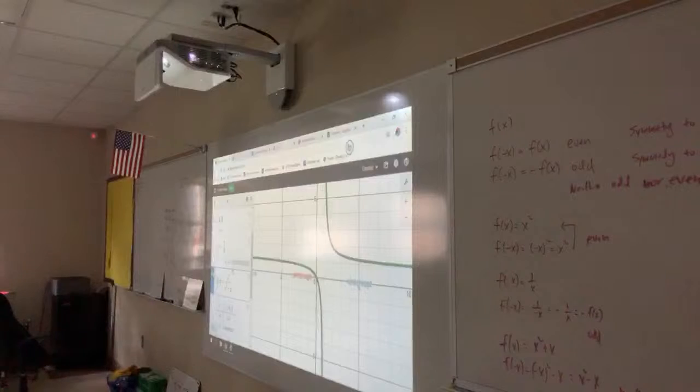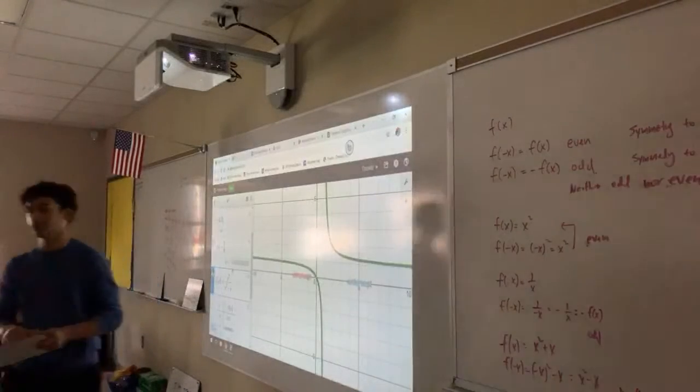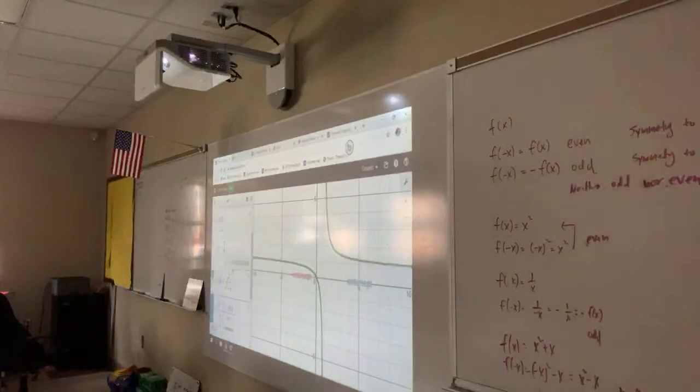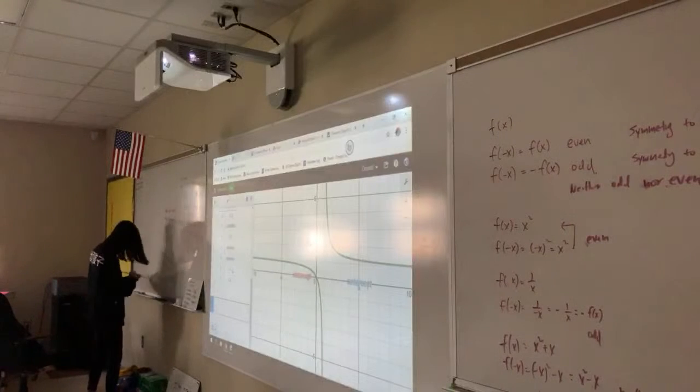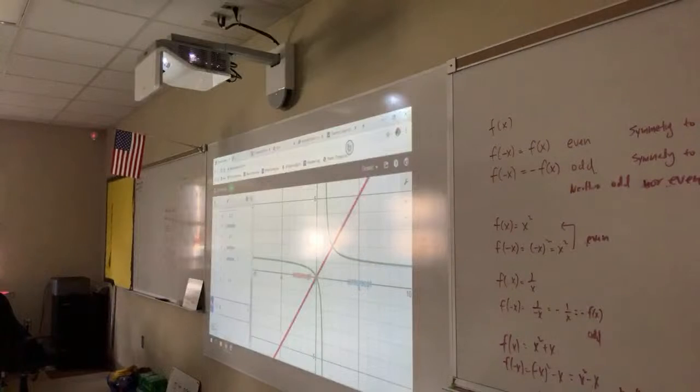It's neither odd nor even. I could be wrong too because I don't know. Y equals x. It looks like a self-inverse. I don't know if it's true though. But can somebody solve it? It looks like they are inverse to each other, but I'm not entirely sure.